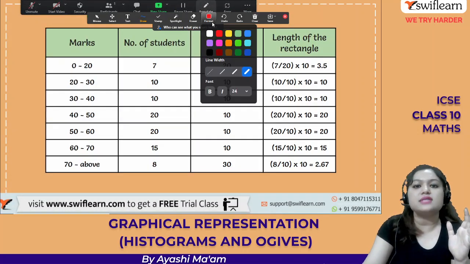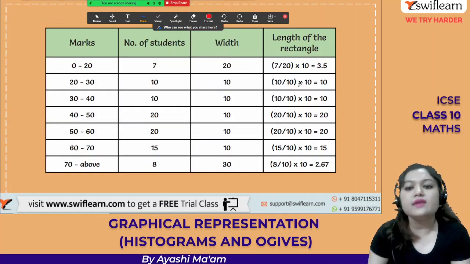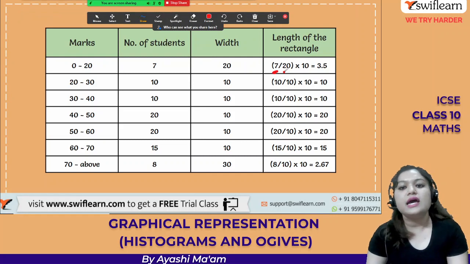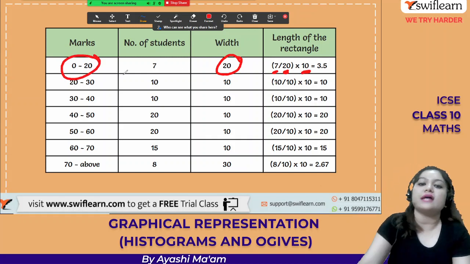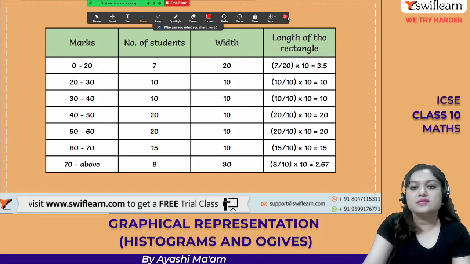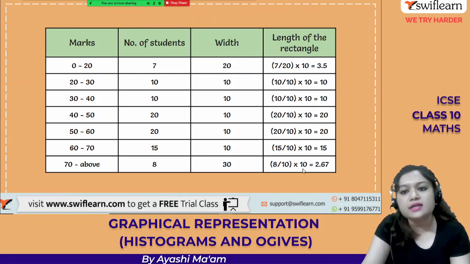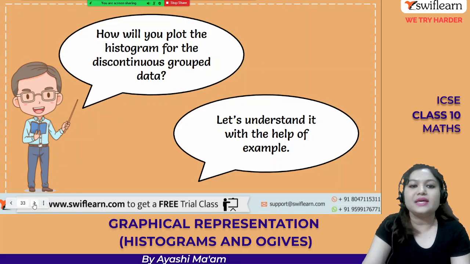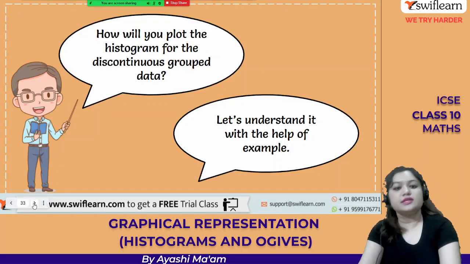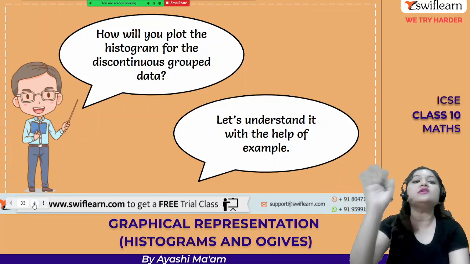Just revise it once again, right? So we are taking the frequency, number of students 7, divided by what? The class width, which is 20. How did we get 20? Because 20 minus 0 is 20, multiplied by the minimum class size. Minimum class size is 10. And this is how you need to follow, and then consider this as your frequency and simply form the histogram. Easy.